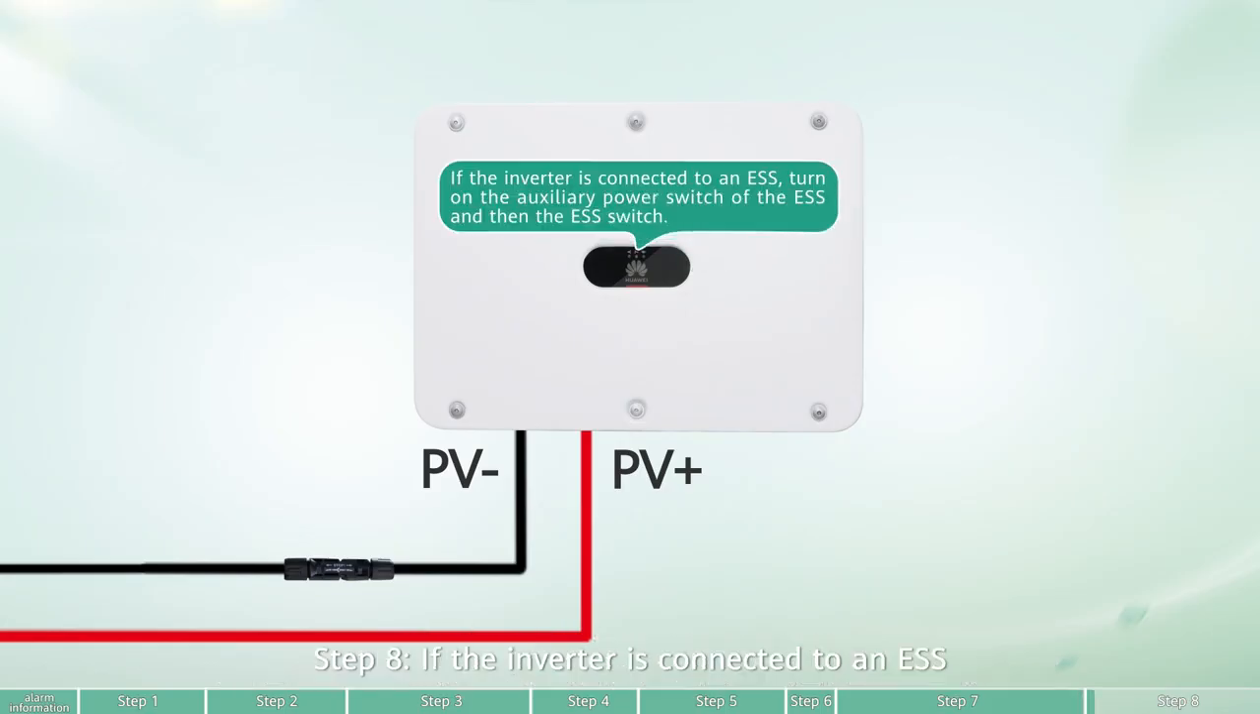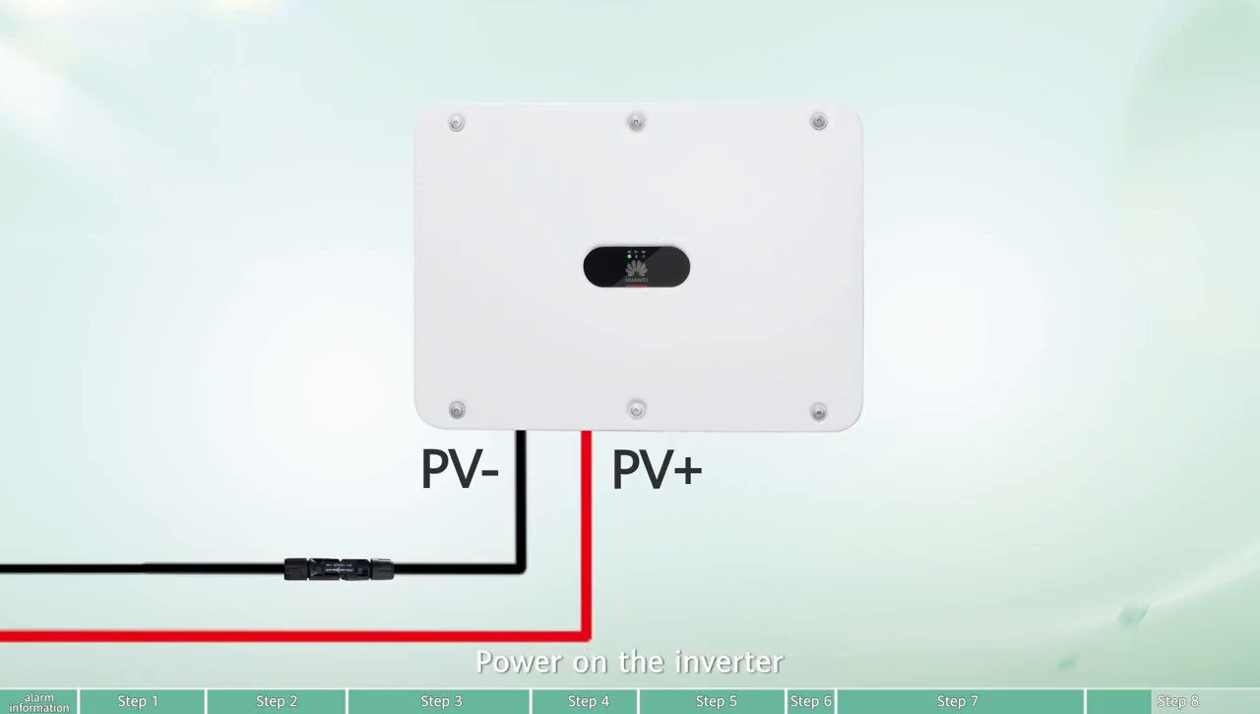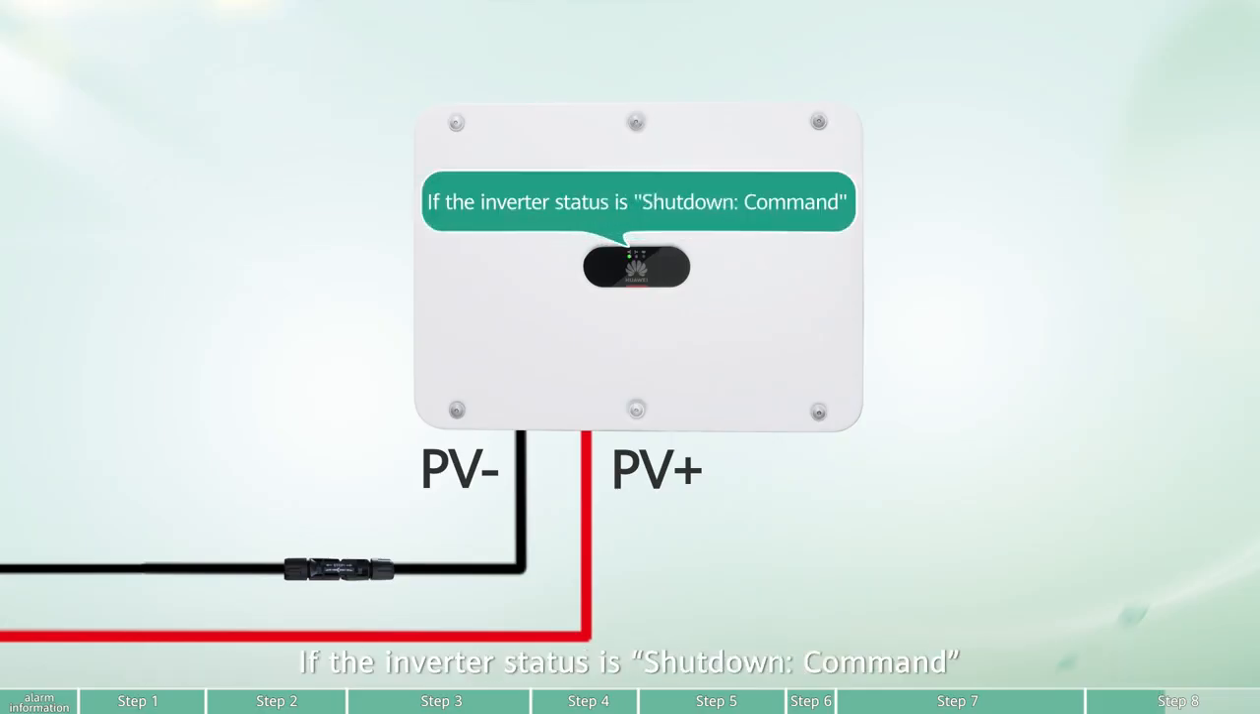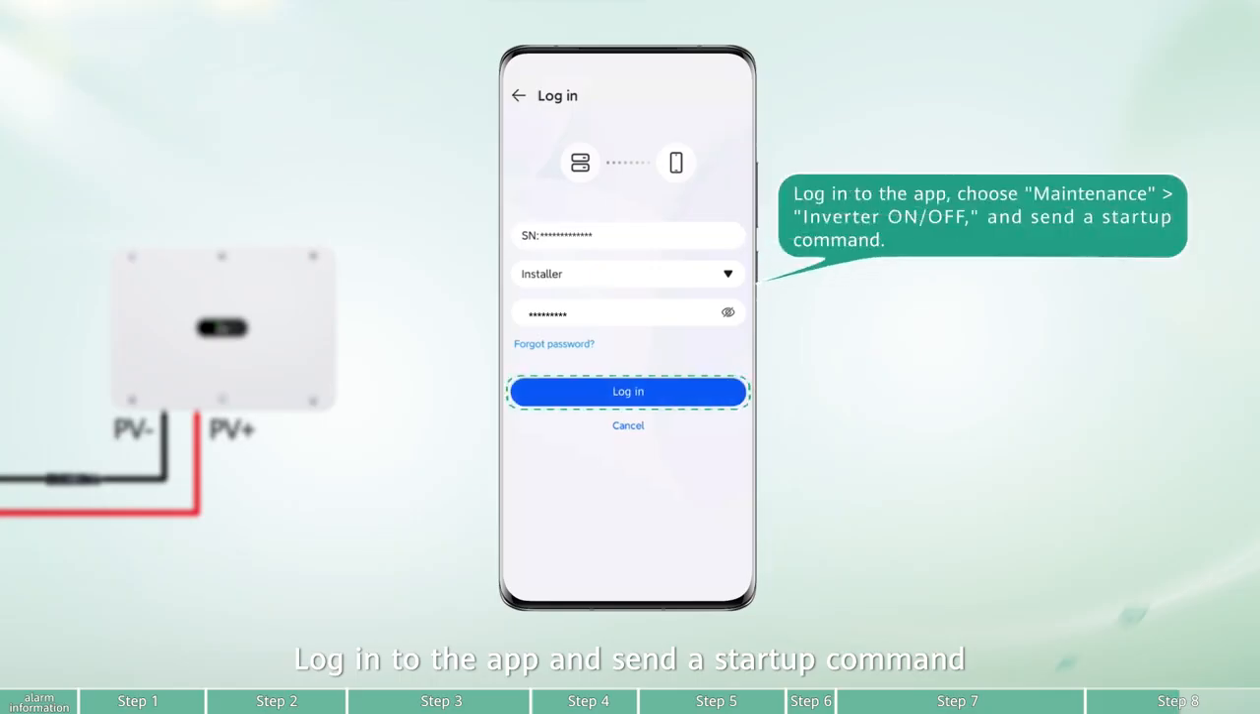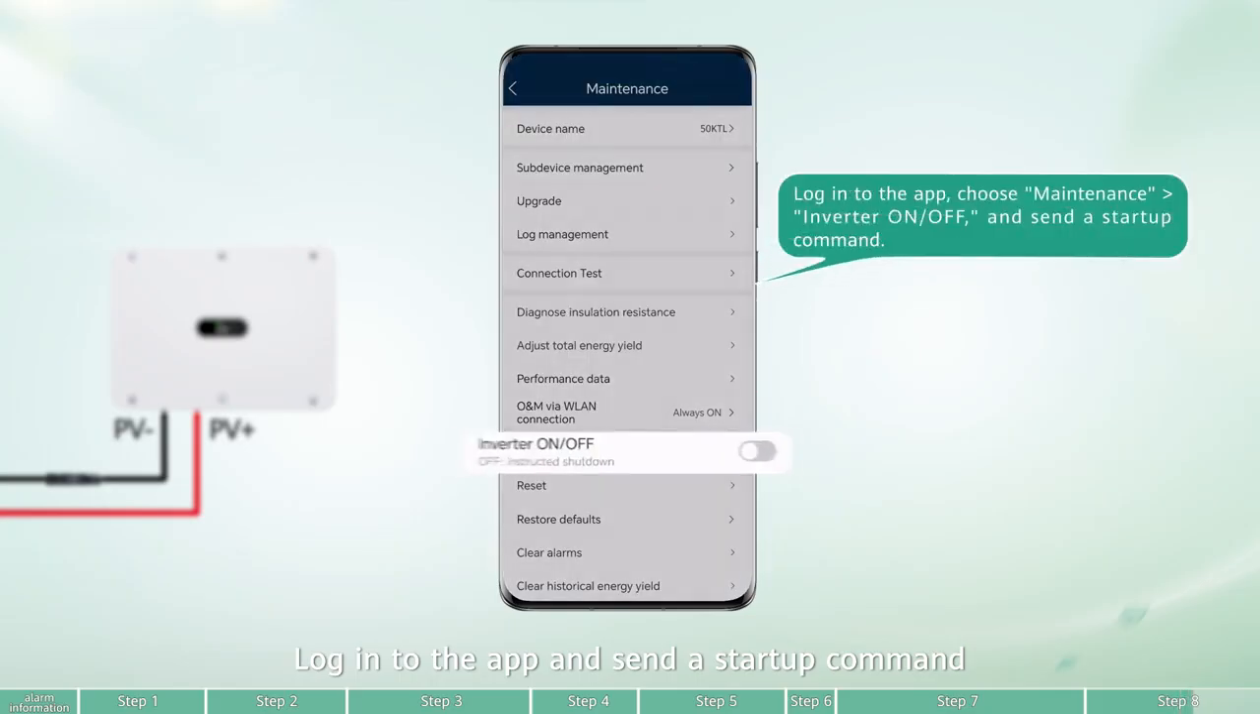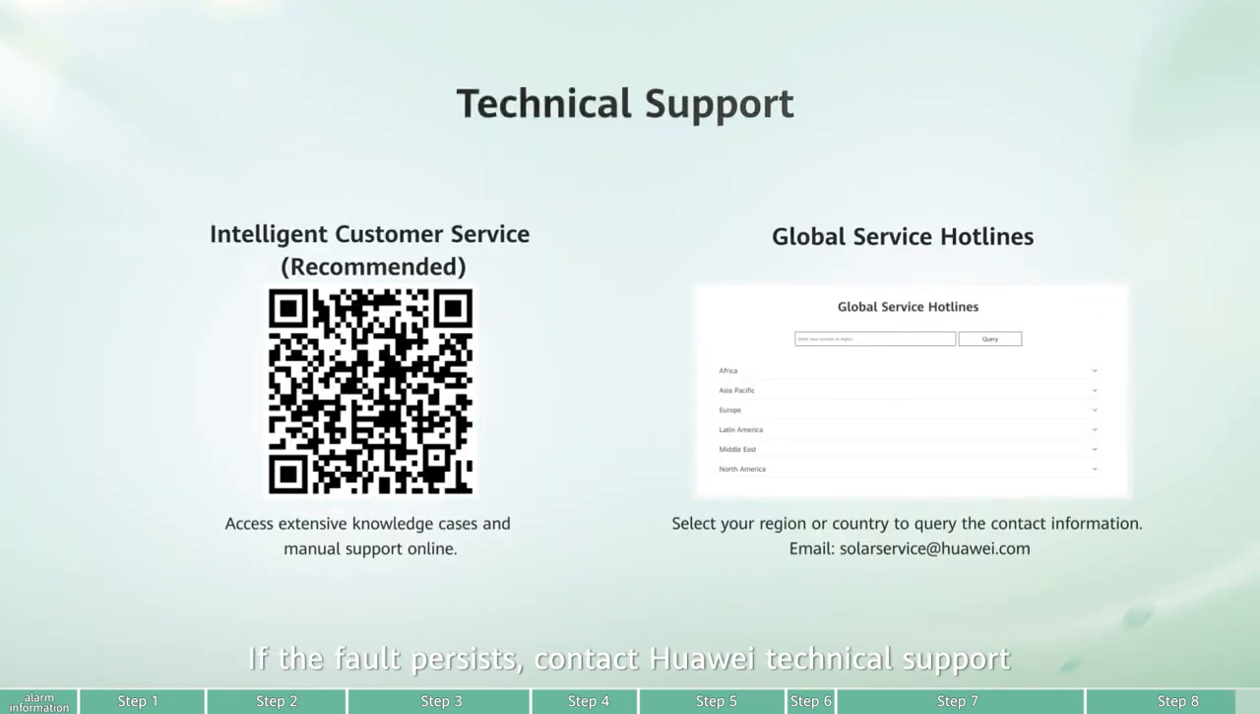Step 8. If the inverter is connected to an ESS, turn on the auxiliary power switch of the ESS and then the ESS switch. Power on the inverter. If the inverter status is shut down, command. Log into the app and send a startup command. If the fault persists, contact Huawei technical support.